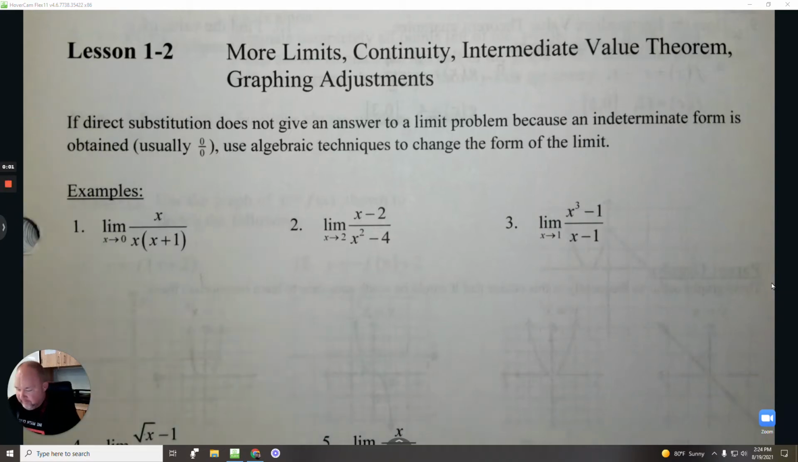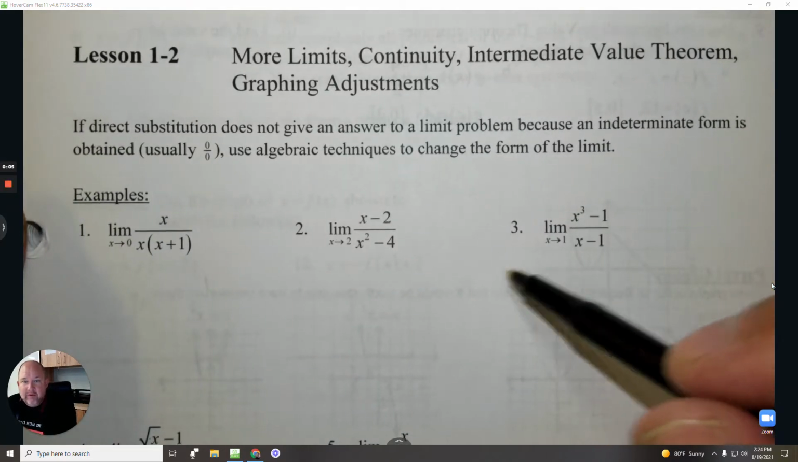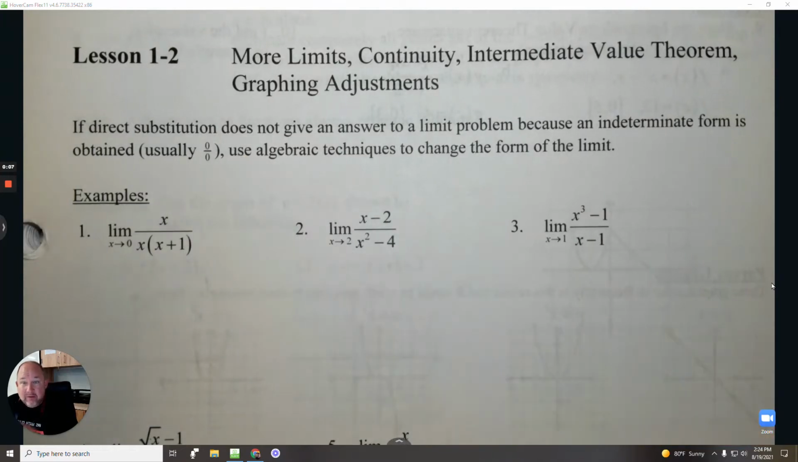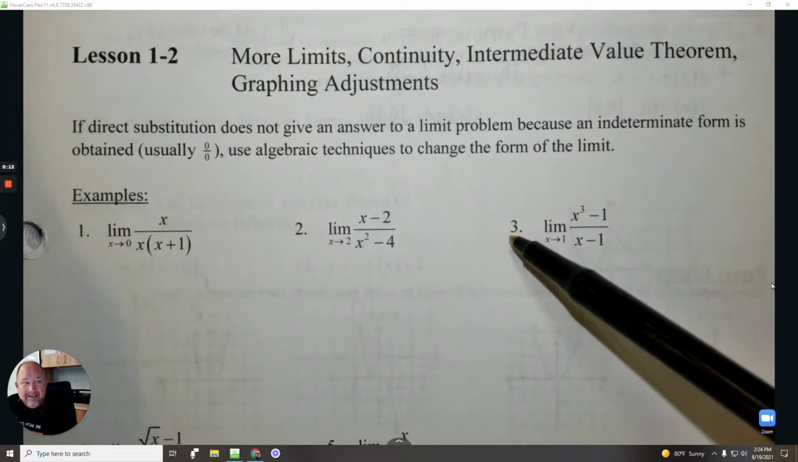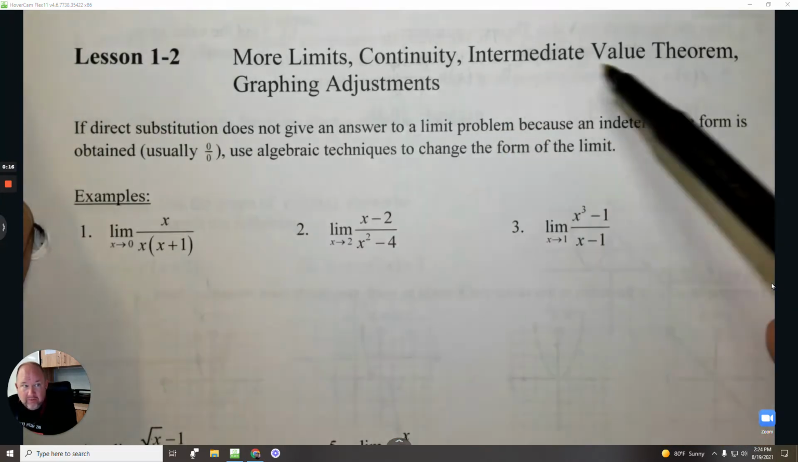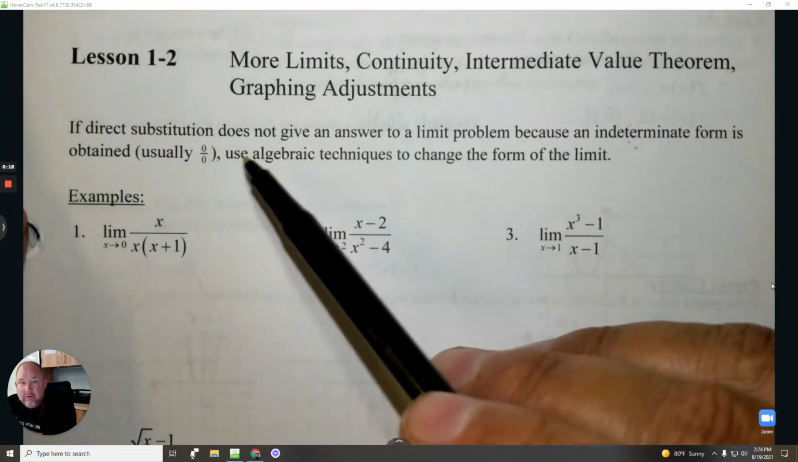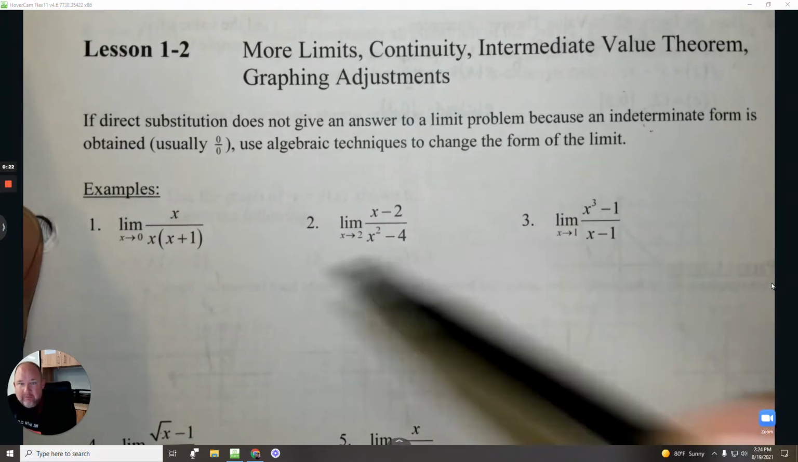Lesson 1-2. More limits, continuity, IVT, graphing, adjustments. Here we go. If direct substitution does not give you an answer to a limit problem, because an indeterminate form is obtained, usually 0 over 0 is called indeterminate, use algebra to change the form so that you can evaluate the limits. So let's look here.